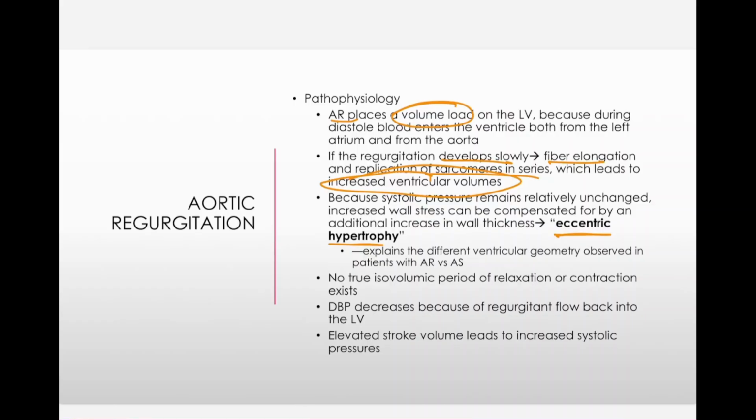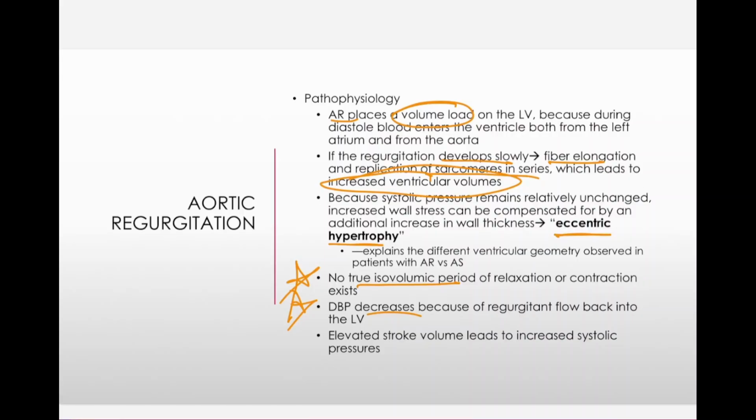Because the valve doesn't close all the way, there's no true isovolumic period because the heart is going to be filled during diastole as well. Because the valve isn't closed, blood's continuously moving, and we'll see how the pressure volume curves change. Diastolic blood pressure decreases because less blood is leaving into the system. A certain percentage of all the blood leaving the heart comes back into the heart. Your diastolic blood pressure is developed by the pressure in the system during rest. But now less blood is leaving, so the diastolic pressure decreases.